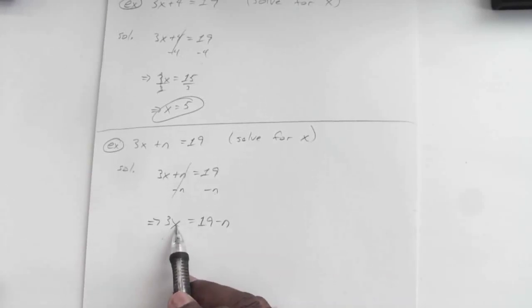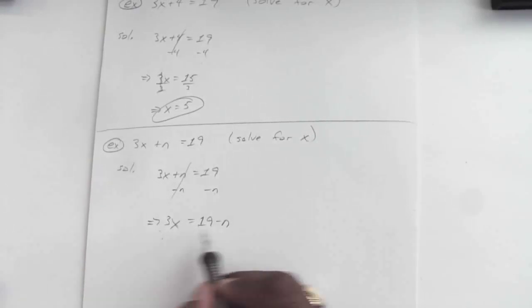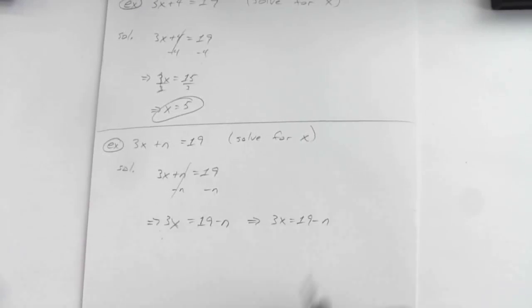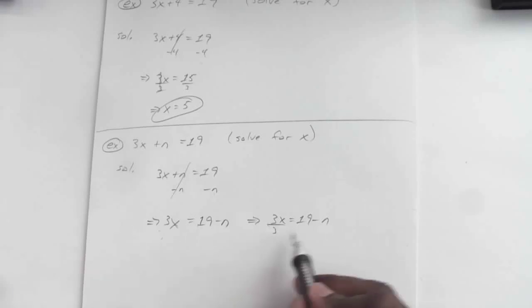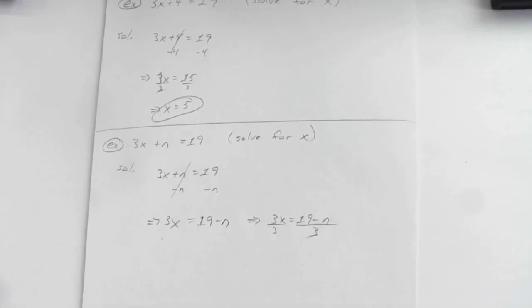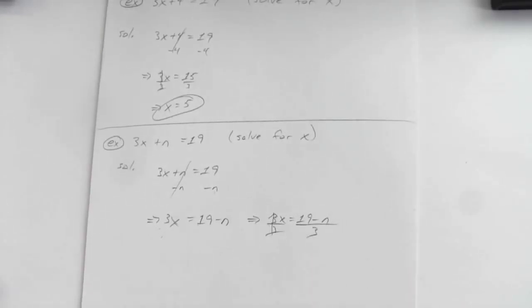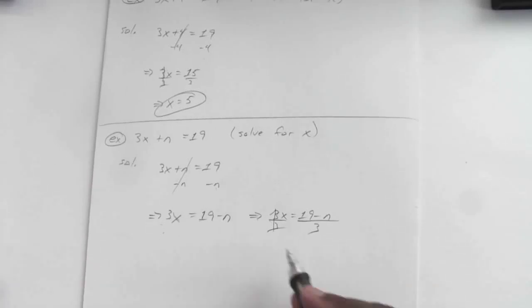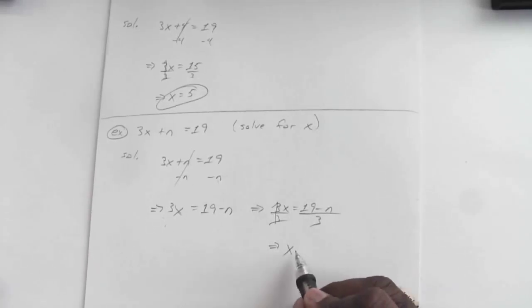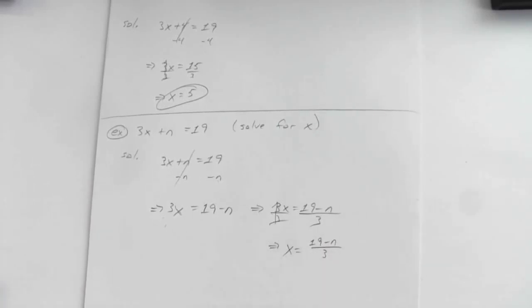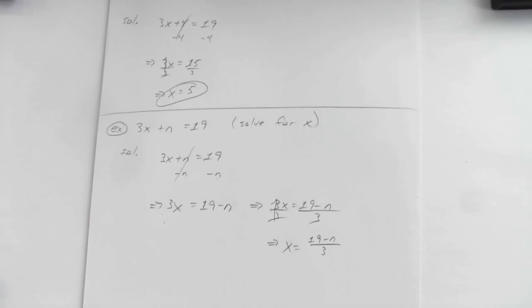Okay, so now we just divide both sides by 3. So our 3x equals 19 minus n. Divide both sides of the equal sign by 3. Okay, so anything divided by itself, as always, is always going to give you 1. So that means that x is equal to 19 minus n over 3. Now you can also get that denominator and separate it.